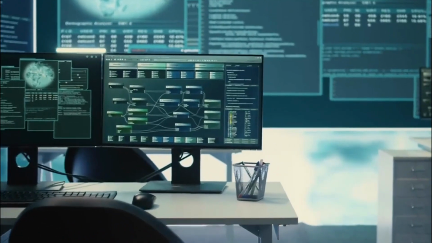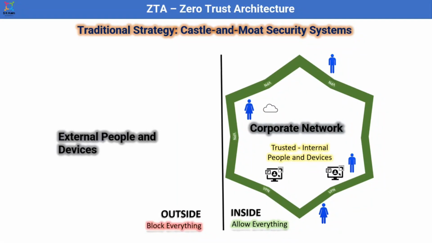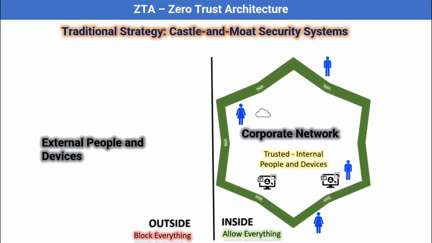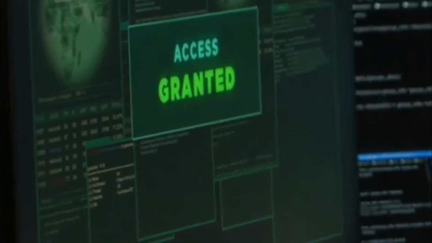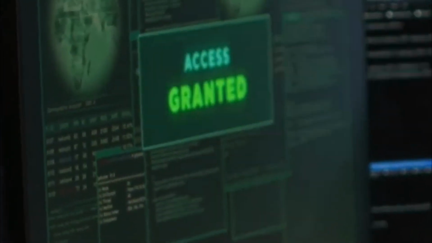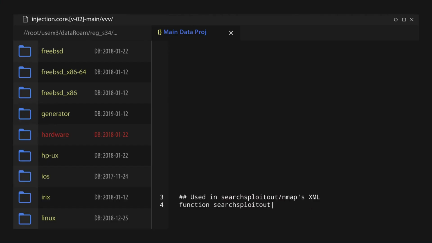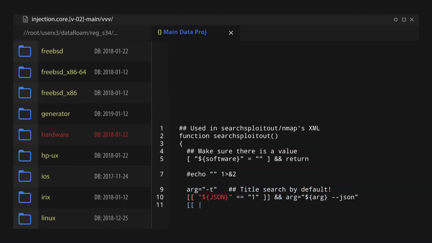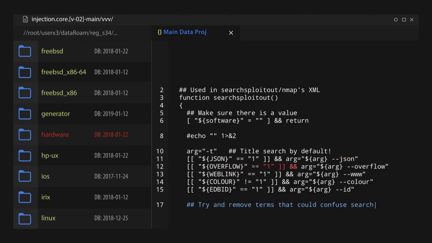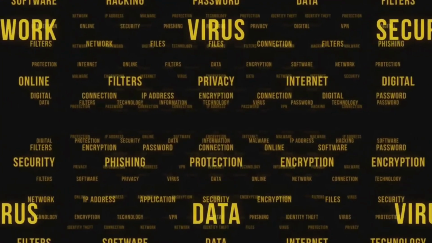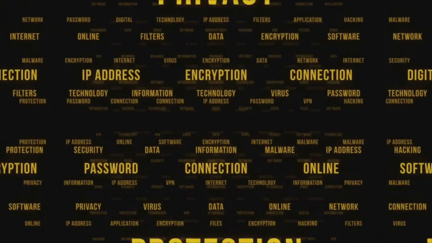For example, an employee in the finance department may not need access to the company's human resources data, and Zero Trust would enforce this restriction. By enforcing least privilege access, Zero Trust minimizes the exposure of critical systems and data, making it more difficult for attackers to escalate their privileges and gain access to sensitive information. 3. Microsegmentation.